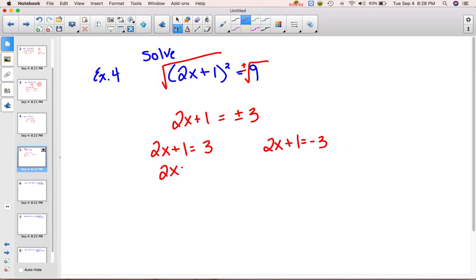So here we'll have 2x equals 2, x equals 1, and this one gives us 2x equals -4, x equals -2. And there's my two solutions that I get for that one.